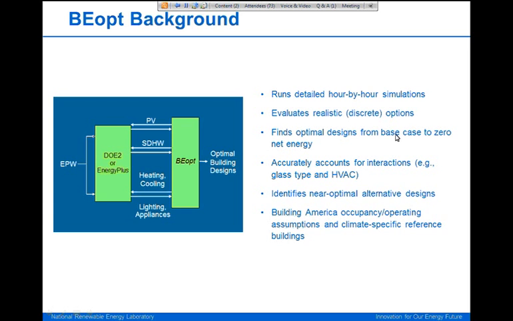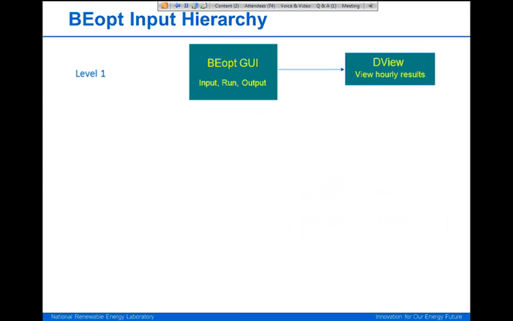When we do optimization mode, one is finding designs that are cost optimal from a base case building up to and including a zero net energy building. And there are other advantages to the detailed software as listed here. BOPT can be used at several different levels. At the highest level, just using the graphical user interface in terms of input, run, and output.